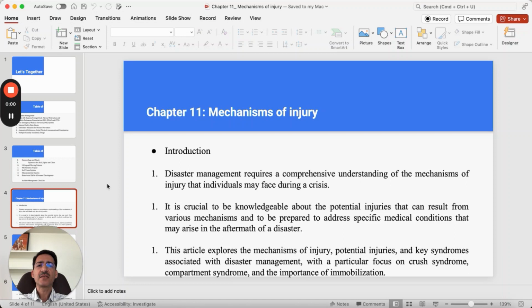Mechanisms of injury. Disaster management requires a comprehensive understanding of the mechanisms of injury that individuals may face during a crisis. It's crucial to be knowledgeable about the potential injuries that can result from various mechanisms and to be prepared to address specific medical conditions that may arise in the aftermath of a disaster. This article explores the mechanism of injury, potential injuries, and key syndromes associated with disaster management, with a particular focus on crush syndrome, compartment syndrome, and the importance of immobilization.